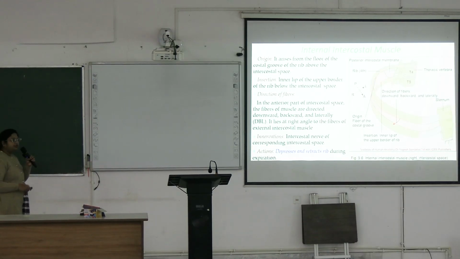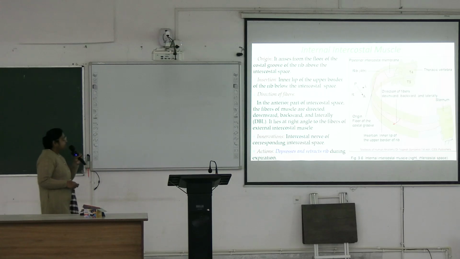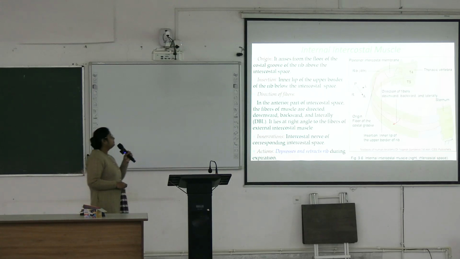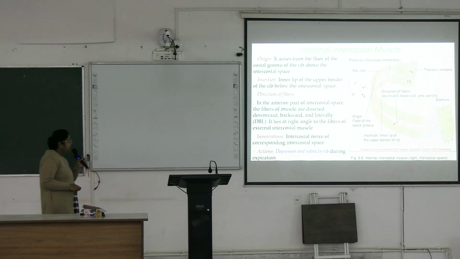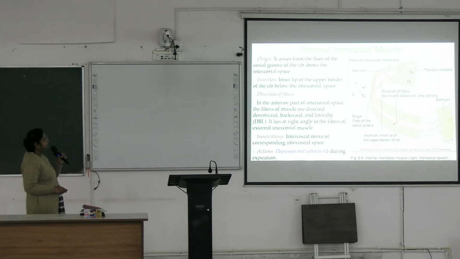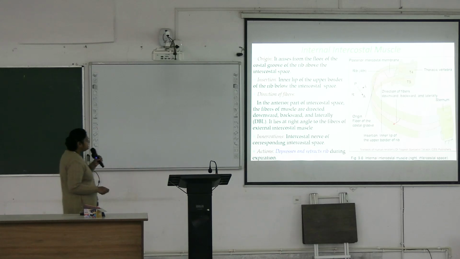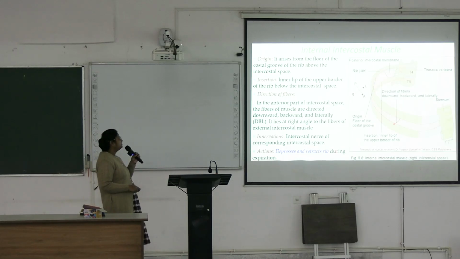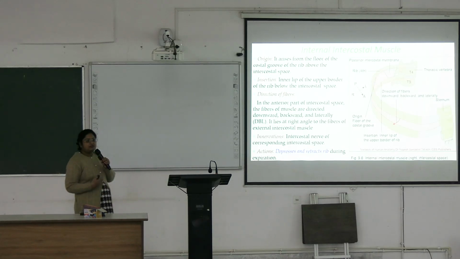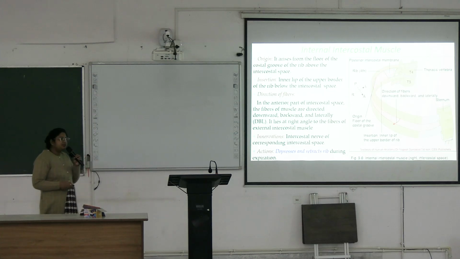Fiber direction is important for identification. It lies at right angle to the fibers of external intercostal muscle. Innervation is by the intercostal nerve of the corresponding intercostal space. Action is it helps in depression and retraction of the rib during expiration. Okay, so this muscle is for expiration.